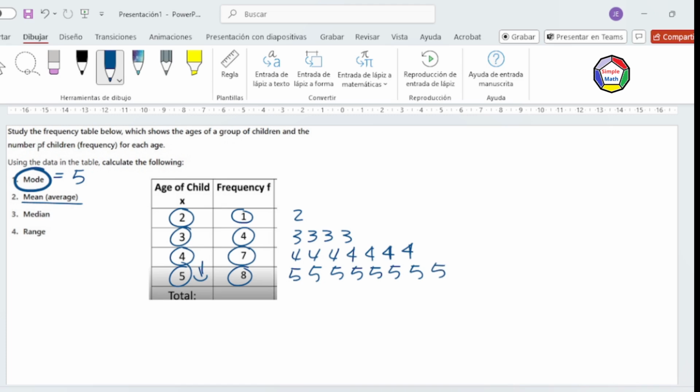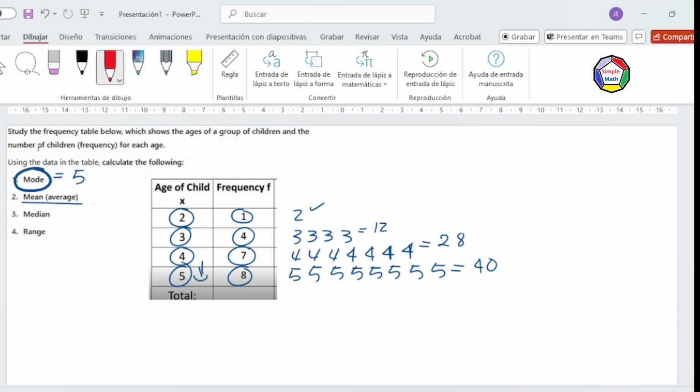So the number 2 stays the same. How many number 3s do we have? We have 4. So 3 times 4 adds up to 12. How many number 4s do we have? If we add all the number 4s, we get 28. How many 5s do we have? 8. So if we add all the number 5s, we're going to have 40.